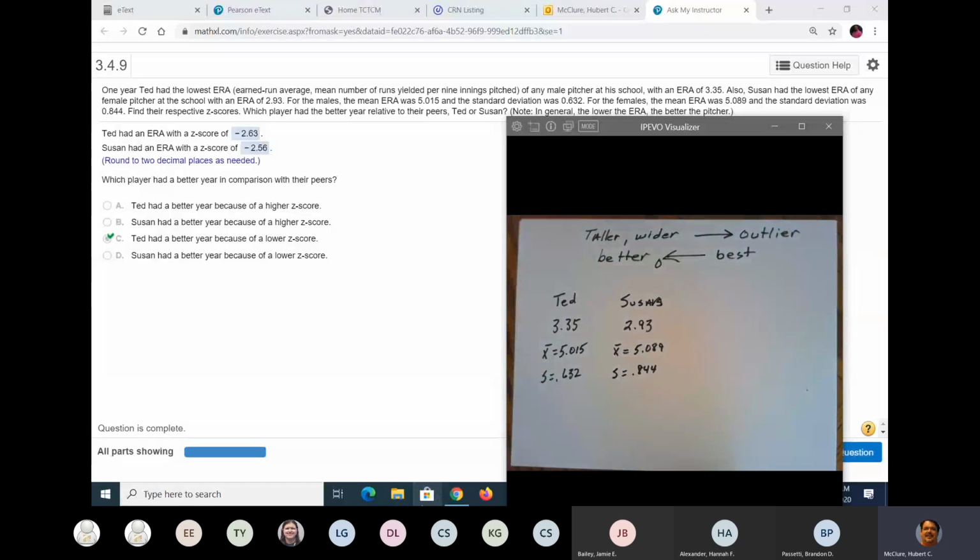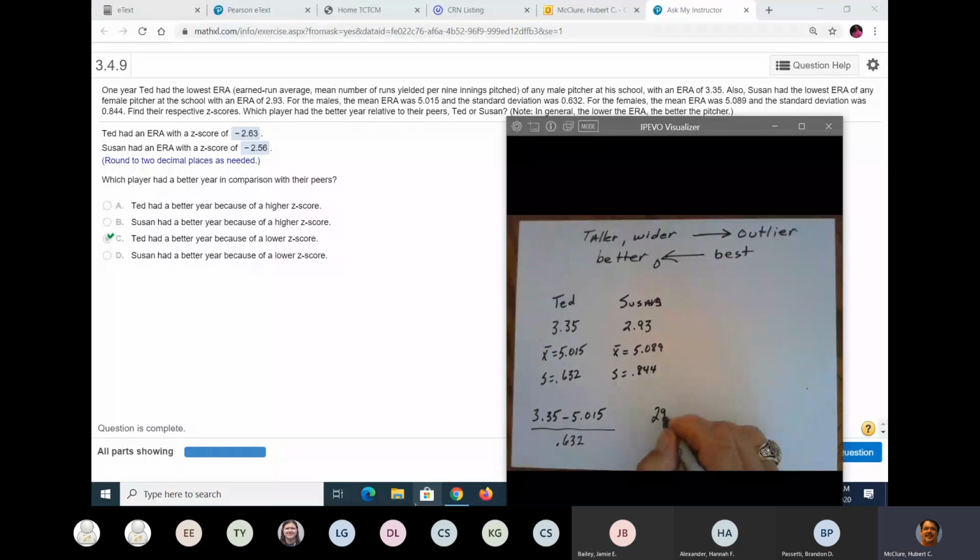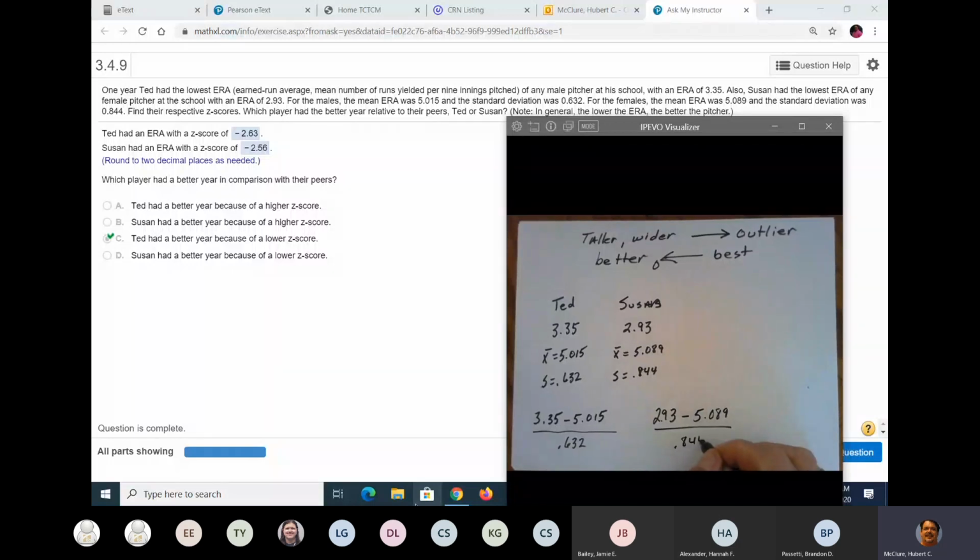So figure the z-score for both. All right, so this is going to be 3.35 minus 5.015 divided by 0.632. And this is going to be 2.93 minus 5.089 divided by 0.844. Now these are negatives also. Negatives make a difference.